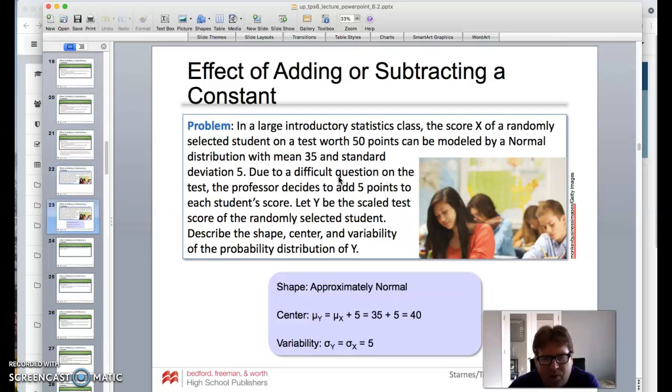Well, if we take a look at that, it should still stay normal. It was a normal distribution to begin with. The center was at 35. Since we added 5, that's going to put it at 40. And our variability, the standard deviation, was 5. It's going to stay at 5. It's not going to change at all as we did that.